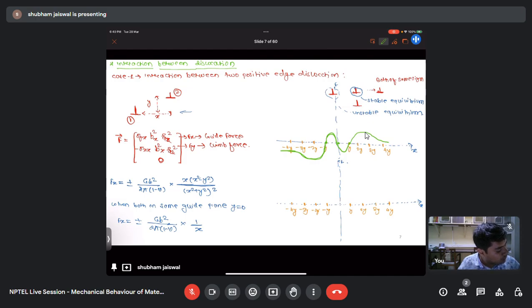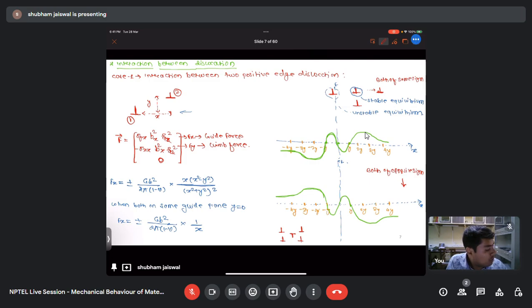So here we'll get a curve something like this. Okay, and if we consider both of opposite sign, here we can see that if it tries to move from this point towards the left or towards the right, it will again push it back to the same position.